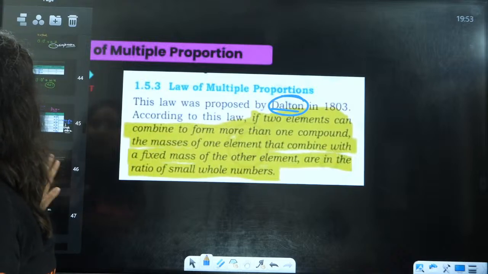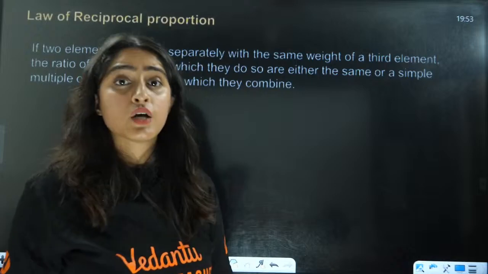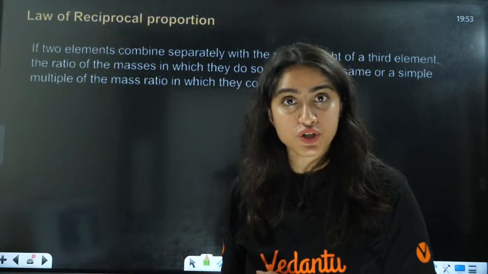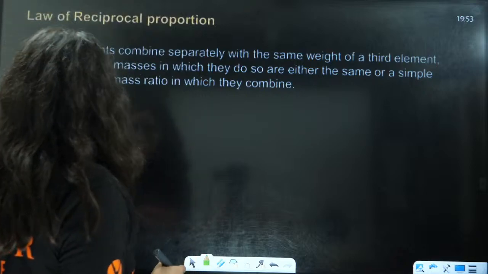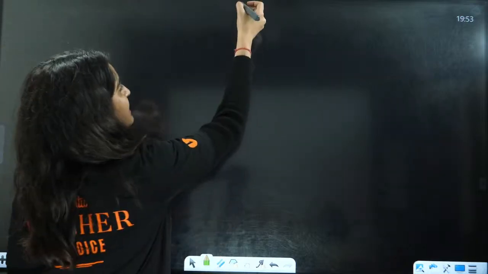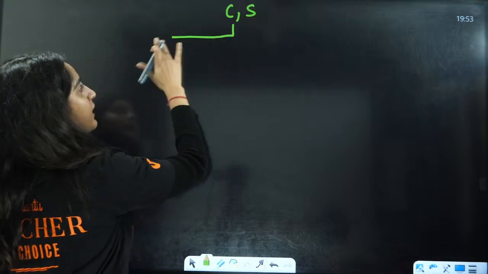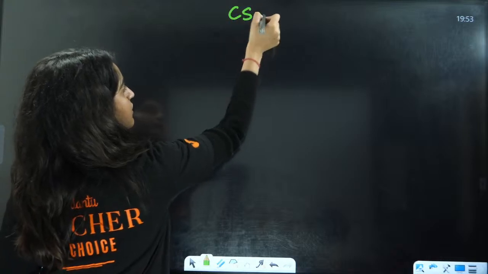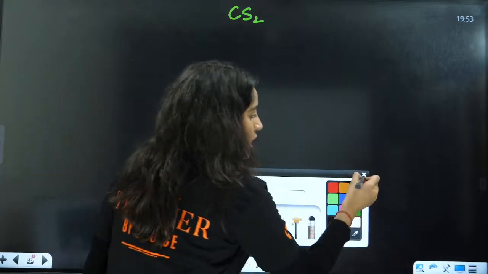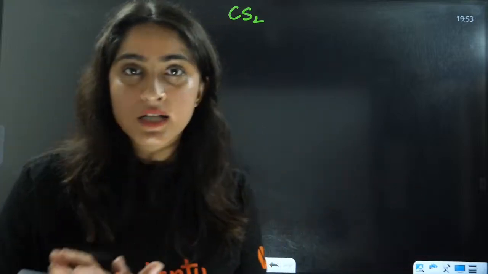Next, we have the law of reciprocal proportion. So what is reciprocal proportion? Let us see that with the help of an example. For example, I have carbon and sulfur, and they are combining to form carbon disulfide.